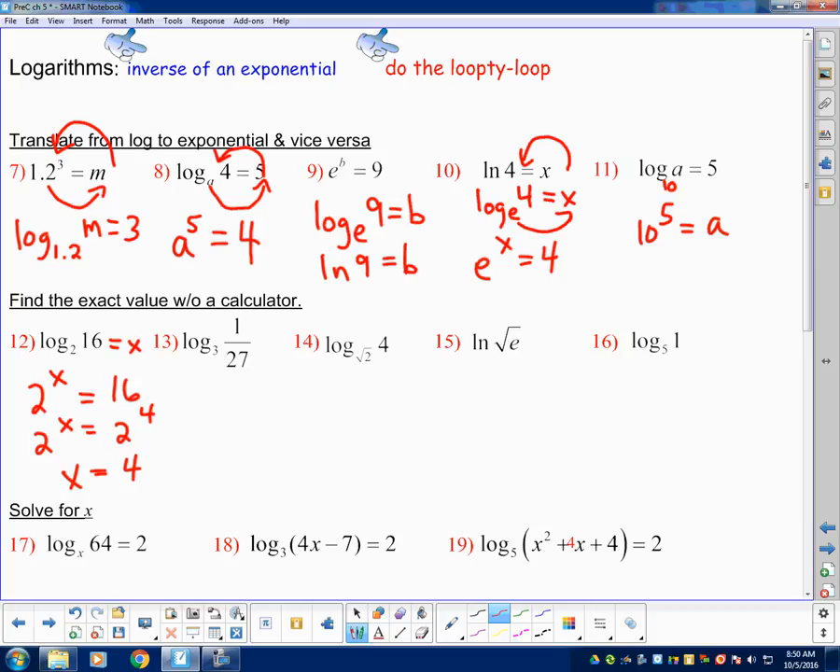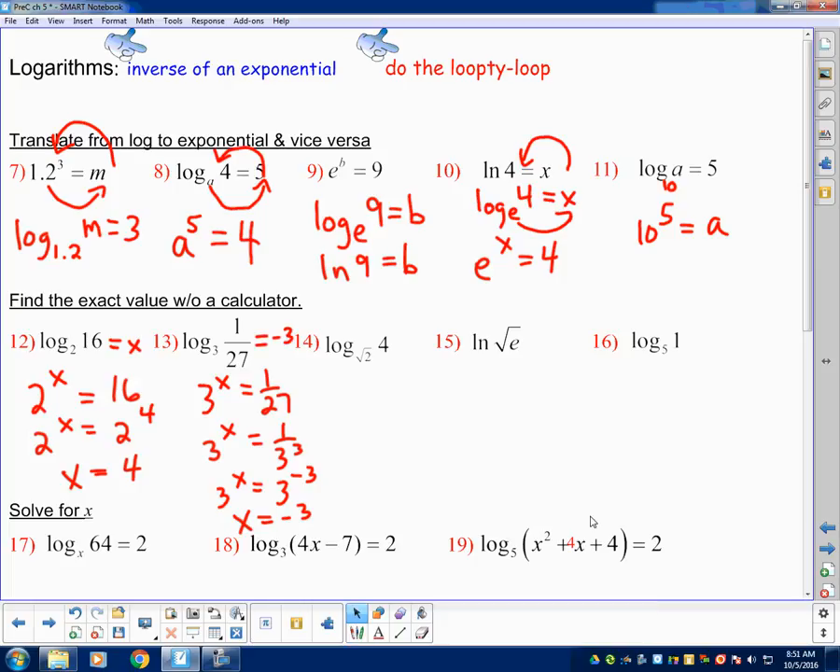Number 13 here, we'd have 3 to the x equals 1 over 27 if we rewrite it using the definition. And so 1 over 27 would be the same as 1 over 3 to the 3rd, and 1 over 3 to the 3rd is the same as 3 to the negative 3rd. And so x has to be negative 3. So this expression is equal to negative 3.